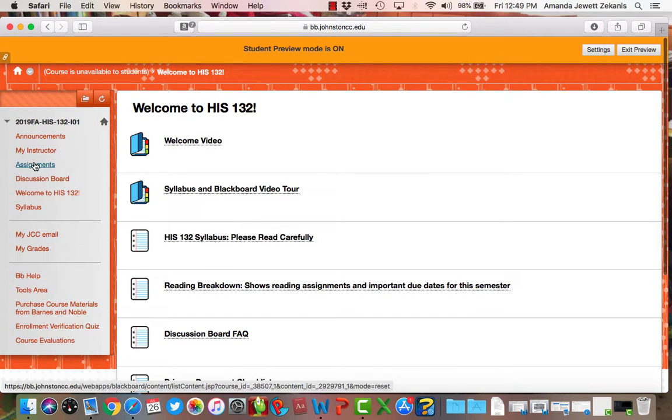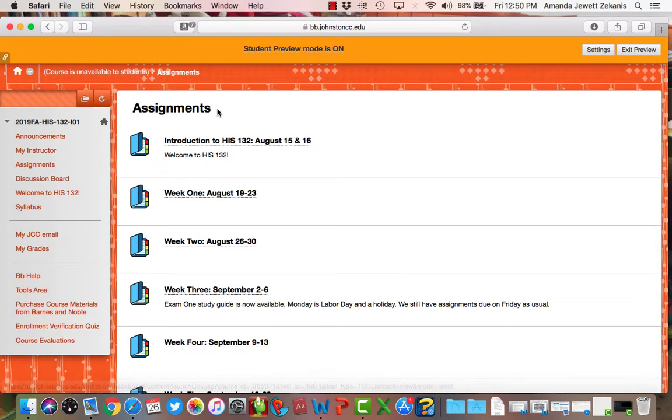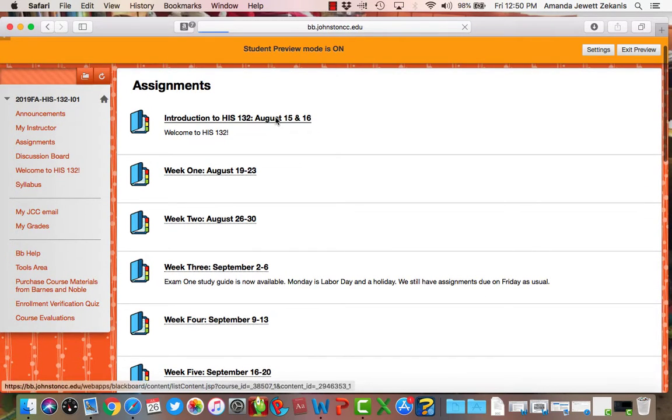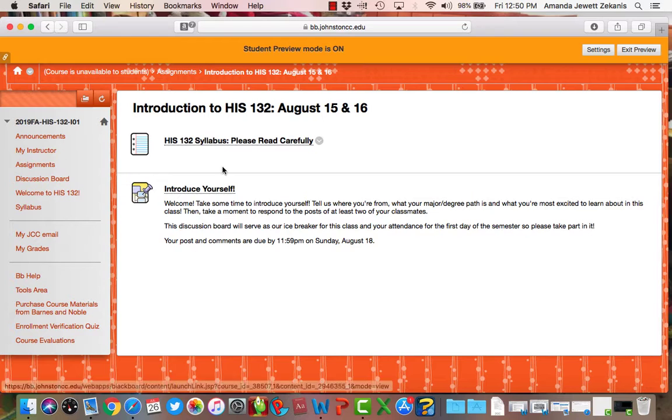All right, let's go to the assignments tab. Introduction. This is your very first thing. Yay! There's the syllabus again. So I tend to post stuff all over the place. The syllabus is in the syllabus tab. The syllabus is in the welcome tab. The syllabus is in the introduction folder. It's everywhere. There's absolutely no reason why you would not have seen it.